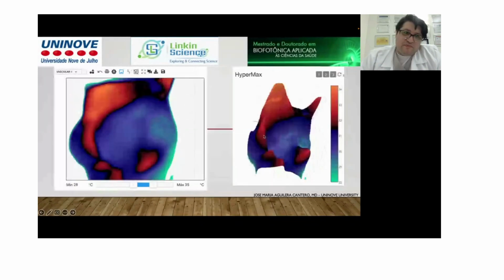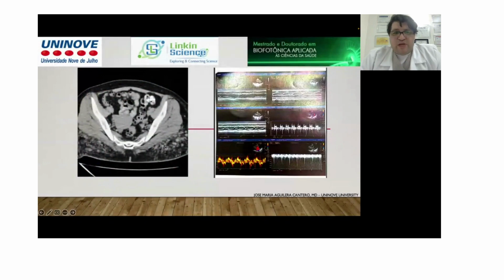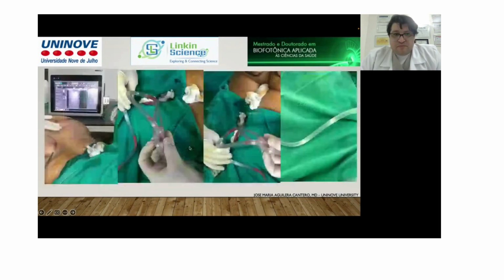hypermax thermography image. At the same time, the same patient from another point of view, and how we do the reconstruction. So in this case, we can see here the siliconomas mixed with polymethyl methacrylate, and we can see how the mitral valve was damaged because of the migration of this substance.